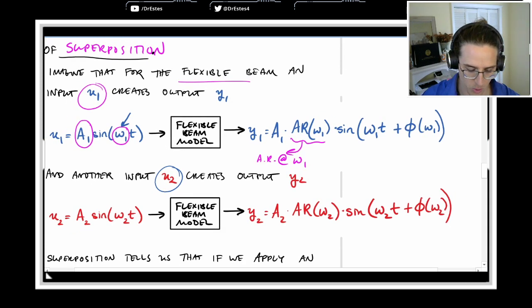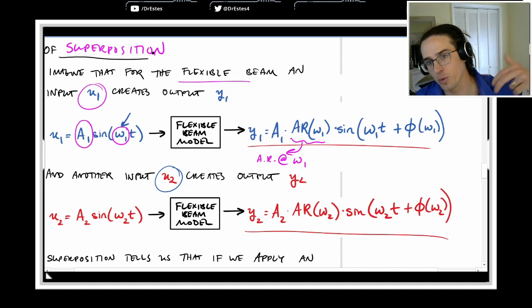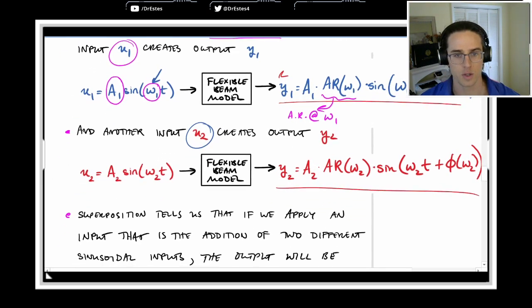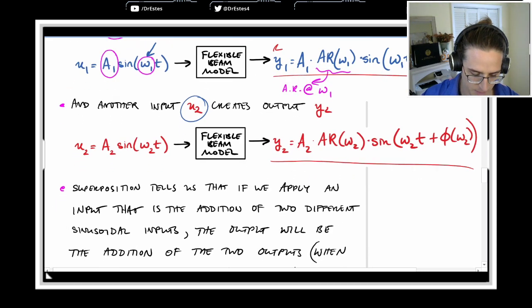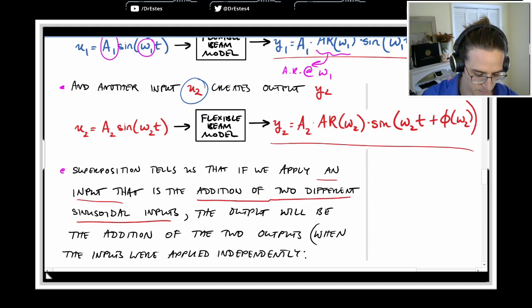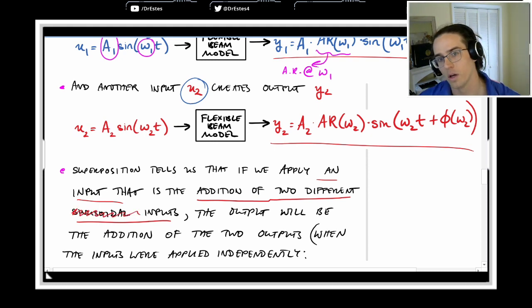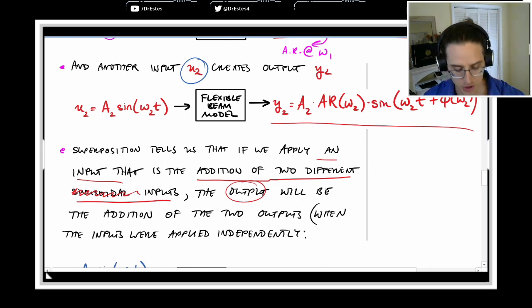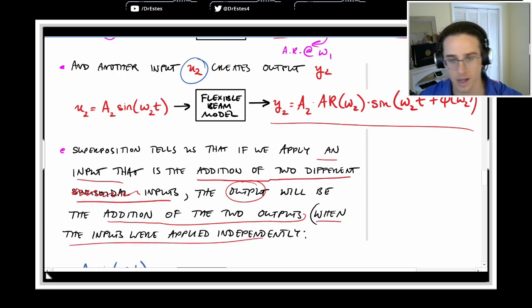All right, we know what the output is going to be if you apply these inputs individually. U1 by itself produces Y1. U2 by itself produces Y2. So superposition tells us that if we apply an input that is the addition of two different sinusoidal inputs, or really, I don't even have to say sinusoidal here, it could be any two inputs, the output for this combined input is just going to be the addition of the two outputs that we got when the inputs were applied independently.